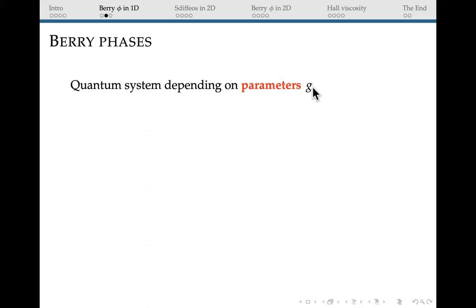Now, since the Hamiltonian is parameter dependent, so is its spectrum. Here I'm focusing on one particular eigenstate of the Hamiltonian at some point g in parameter space. And I'm going to assume that this one has an isolated, non-degenerate energy. So it's separated by a gap from any other eigenstate of the Hamiltonian.